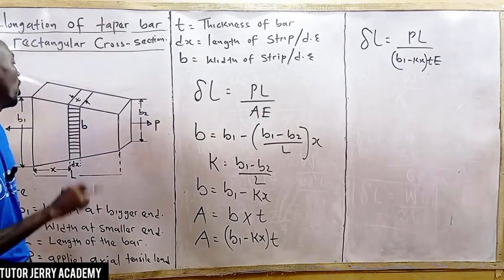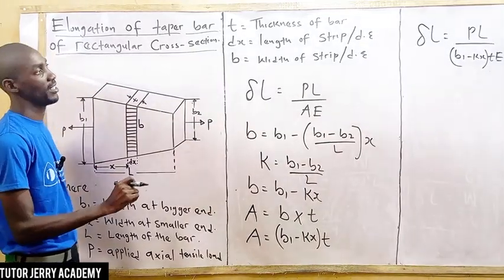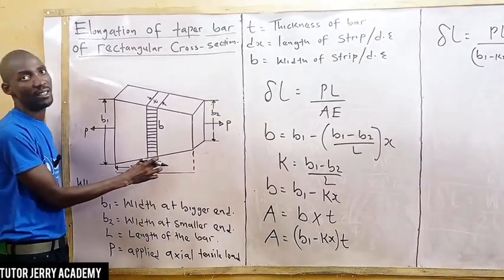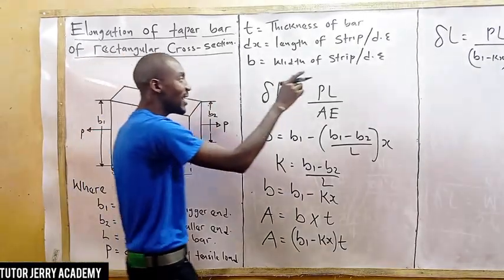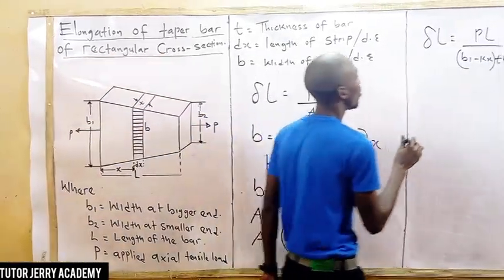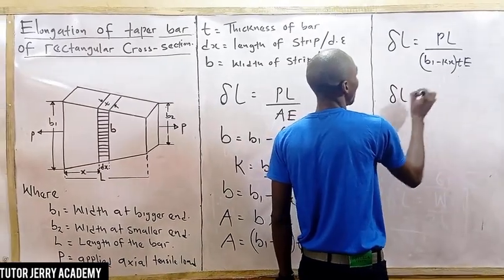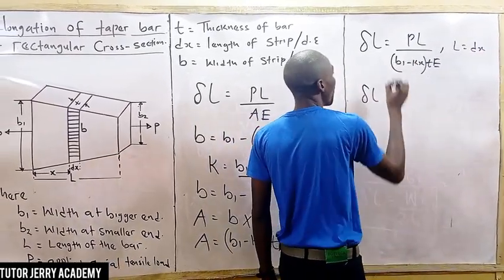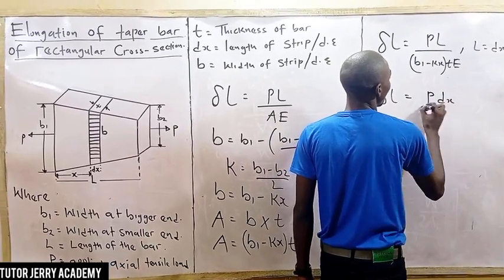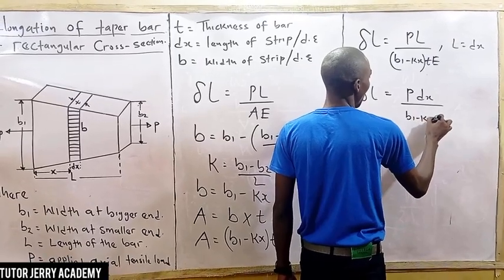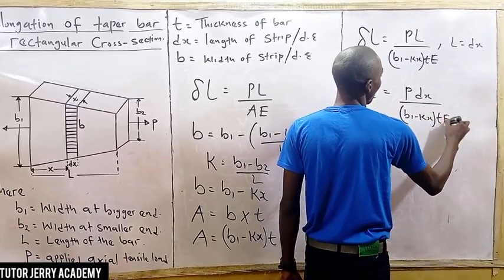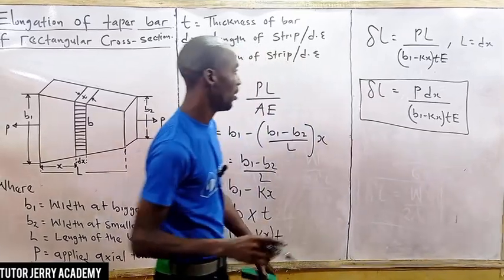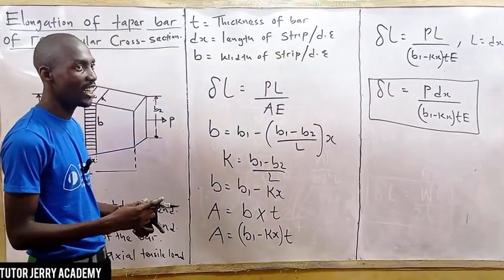But we are not done. We said we want to consider the differential element. So it means the length of our differential element is dS. It means our L here will be equal to dS. So the differential element is taking L to be equal to dS. The proper way of writing this will be P dS all over B1 minus KS, times T, times E. So now this formula here is the formula for our differential element.